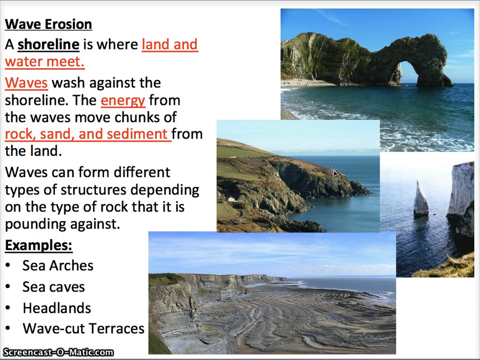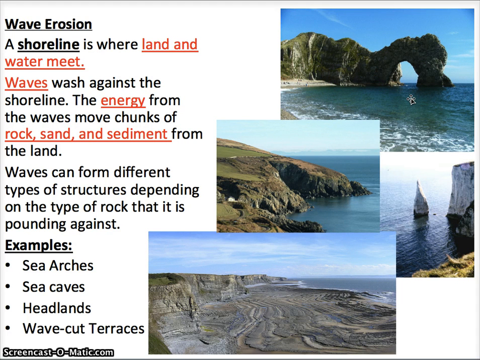So the first type of erosion we want to talk about is wave erosion. Wave erosion is made by waves. Let's first talk about where wave erosion occurs. It occurs at shorelines. A shoreline is where the land and water meet. Waves happen at shorelines and they crash into the land. Every time they crash into land, that energy is going to chip away at some of the land, and that's erosion. It's going to weather away at the rocks, and it's going to move those tiny pieces of rocks and sediment to a new location.